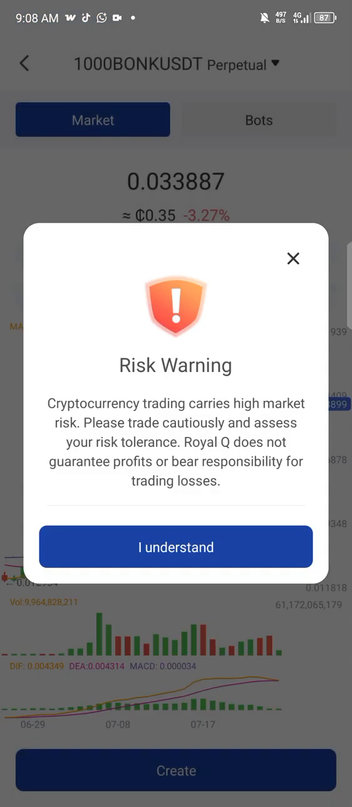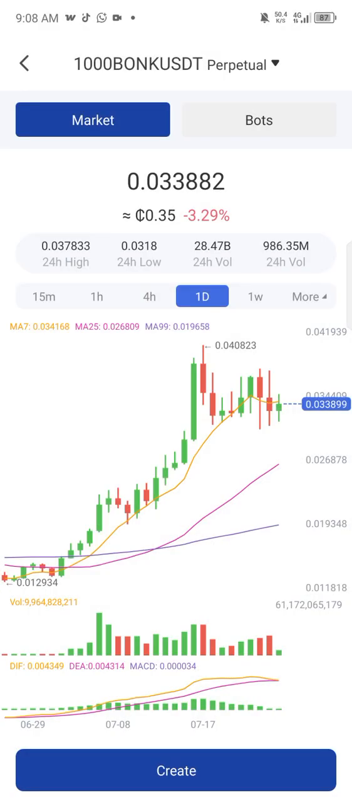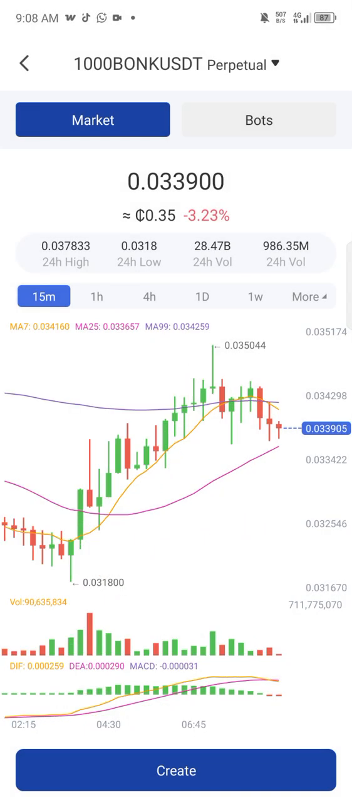So let's use the 1,000 BONK USDT. So in this trade, now let's look at this one. Yes, now we see that in this trade the purple line is on top, followed by the yellow line, and then followed by the pink line. So this one has a kind of little indecision, but we know that once the purple line is on top, it means we have a kind of downtrend.